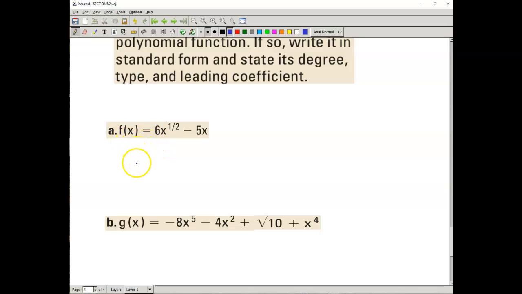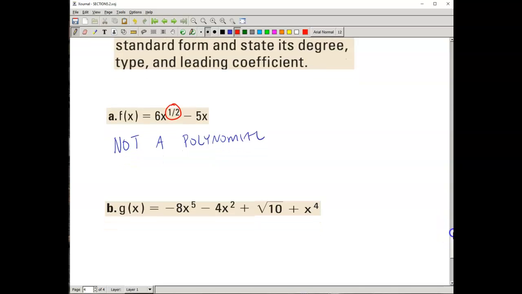So the first one, f of x equals 6x to the 1/2 minus 5x. So this right here is not a polynomial function, or not a polynomial. And that is because it has a term here that has an exponent that's not a whole number. It's a fraction. So that automatically makes it not a polynomial function, and so we can go to the next one.